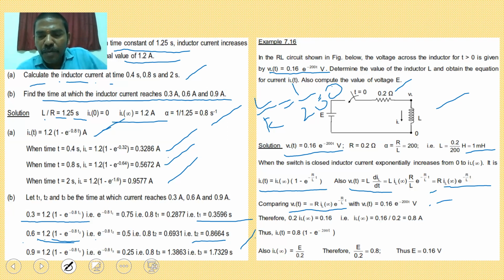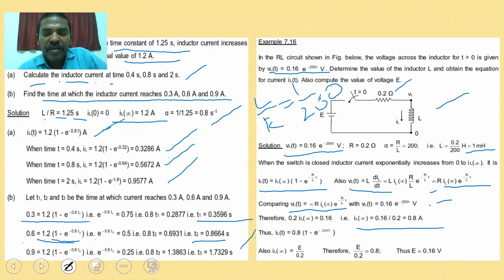That is equal to 0.16 e power minus 200t. So already they have given the voltage drop across the inductor. Compare both RHS. So with the 0.2 resistance value, IL of infinity is equal to 0.16. From that, IL of infinity is equal to 0.16 divided by 0.2, which is equal to 0.8 amperes.